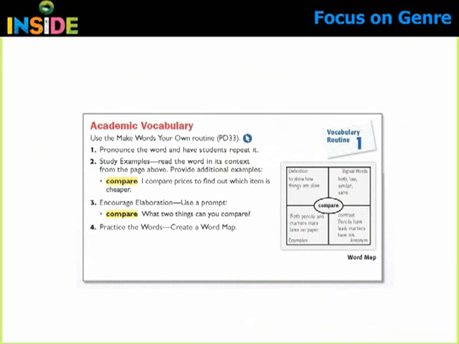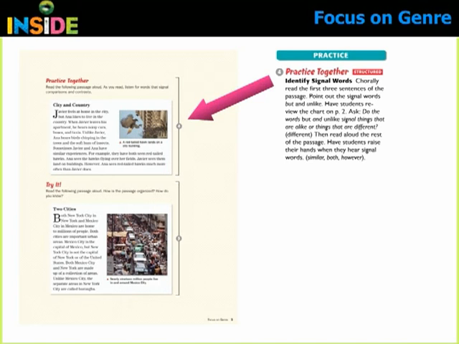In the front of your Teacher's Edition, behind the Teaching Routines and Strategies tab, you will find 12 different vocabulary routines that students will use throughout Insight. Now it's time for the structured practice in Practice Together, which includes choral reading and reading aloud as the students identify the elements of the genre, in this case, signal words.